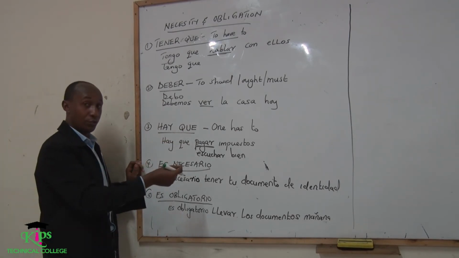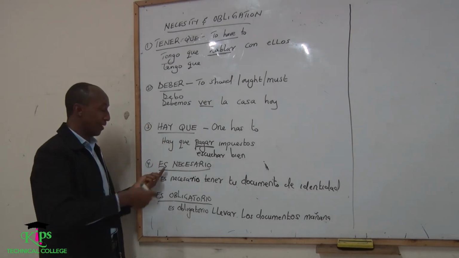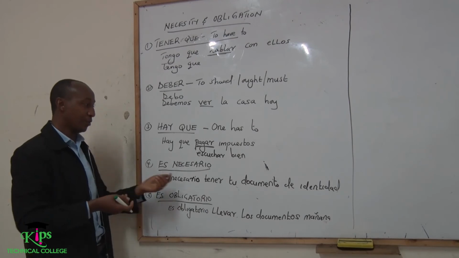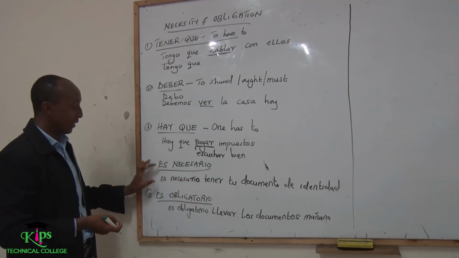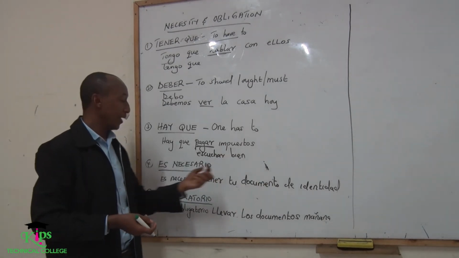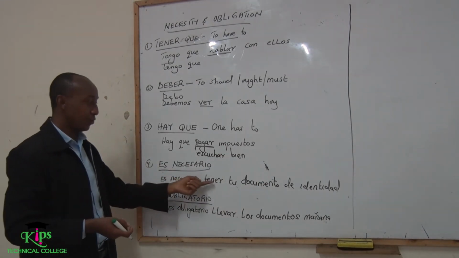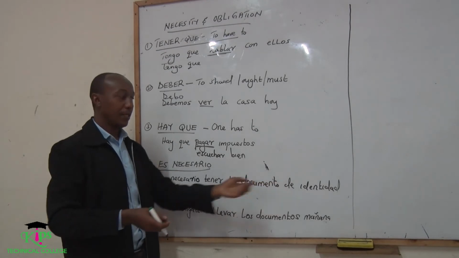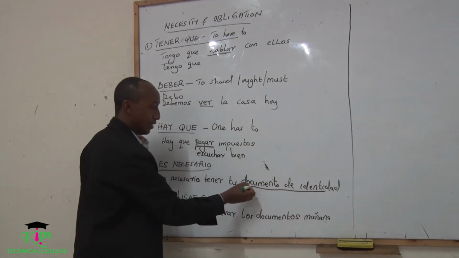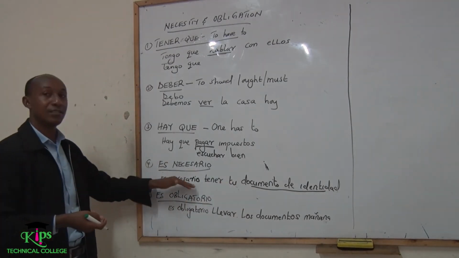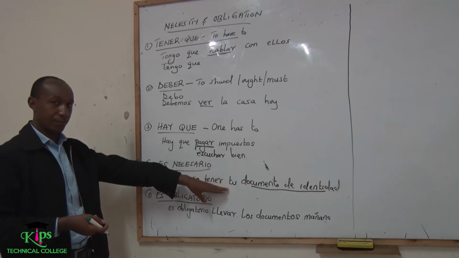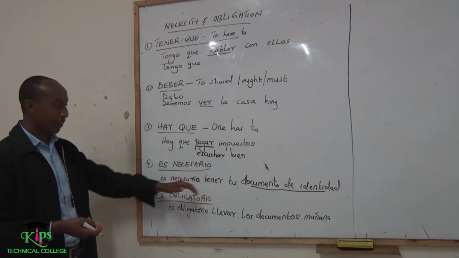This one is also easy to use. What you need to do is just use the third person of ser, which is es, plus a verb. Por ejemplo, which is for example, you can tell someone es necesario tener tu documento de identidad. Es necesario tener tu documento de identidad. So the word documento de identidad is your identity card. So you can say it's necessary to have your ID, which is identity card.